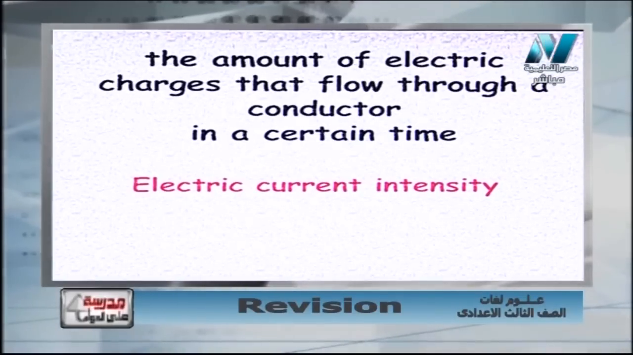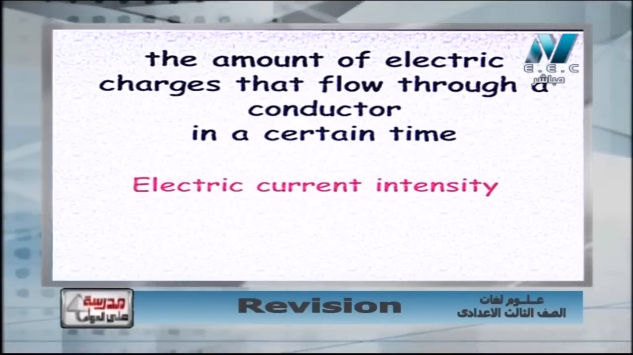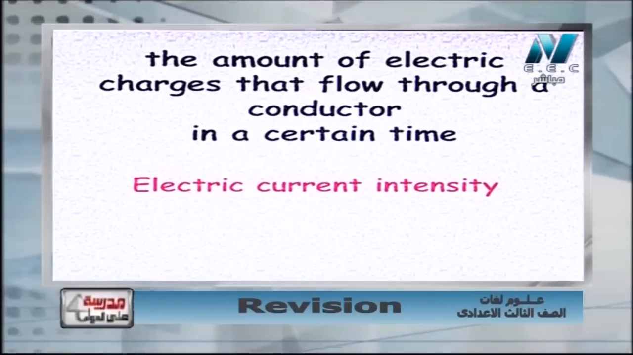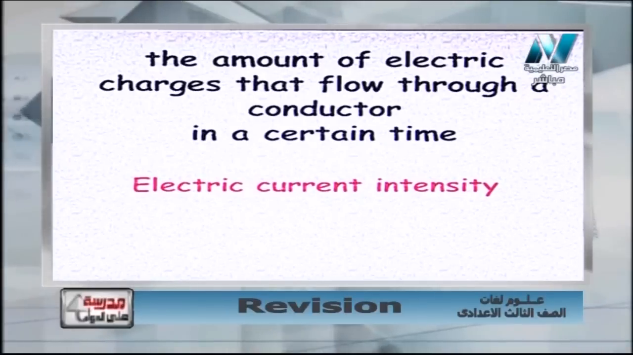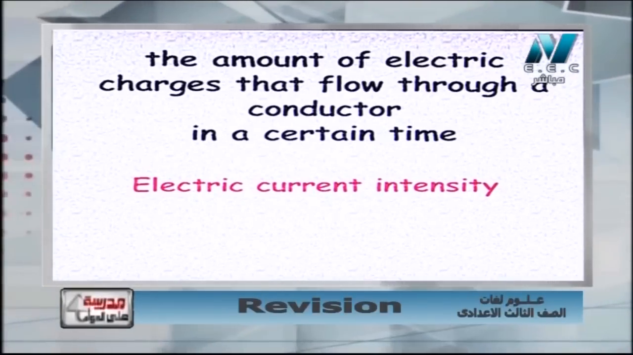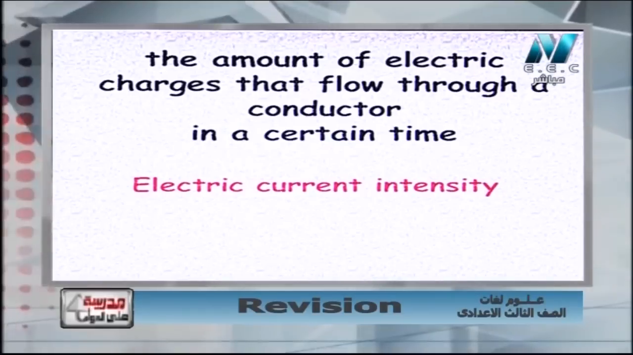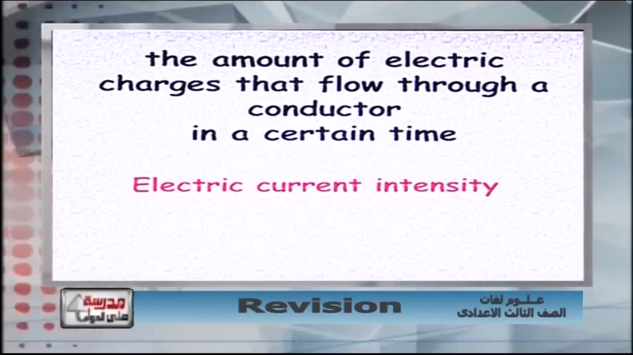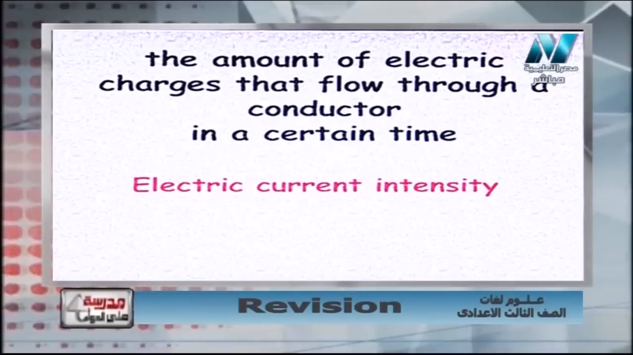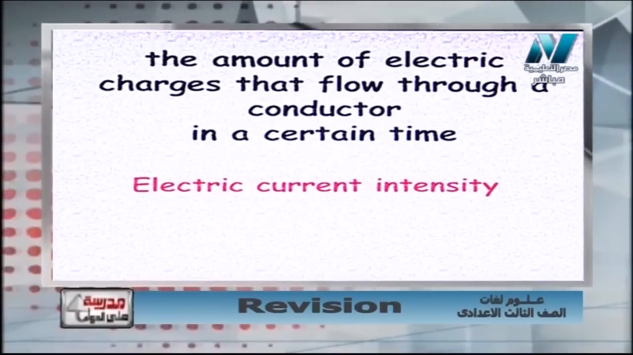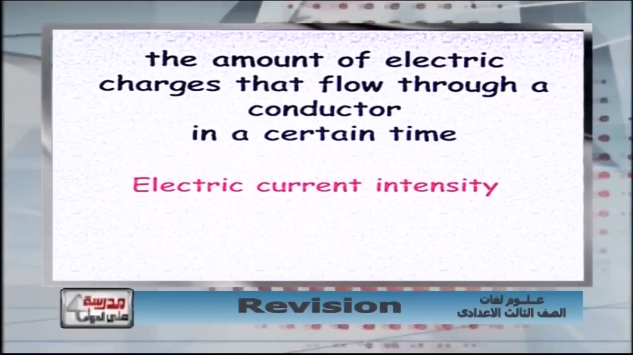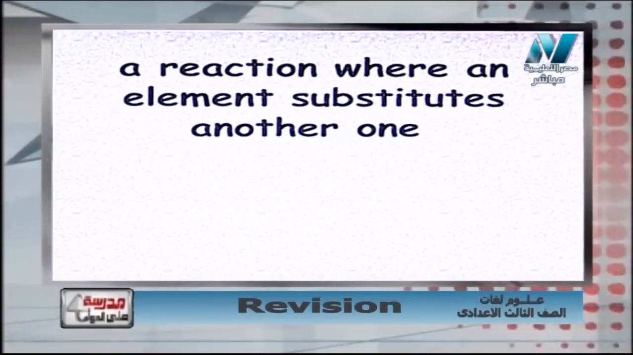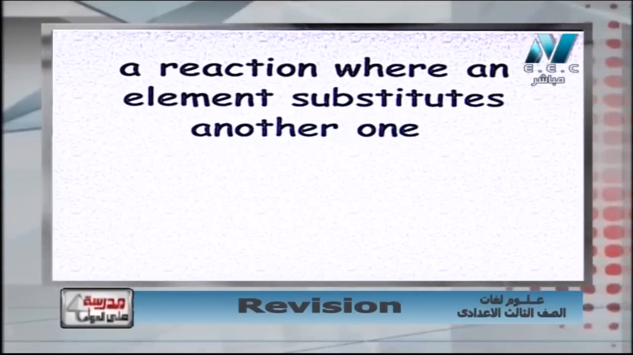Again, the amount of electric charges that flow through a conductor in a certain time, it will be the electric current intensity. And I know all of you know that we have three laws of electricity. They are electric current intensity I equals Q over T, potential difference V equals W over Q, and at last resistance equals V over I. And we must practice electricity problems a lot today.